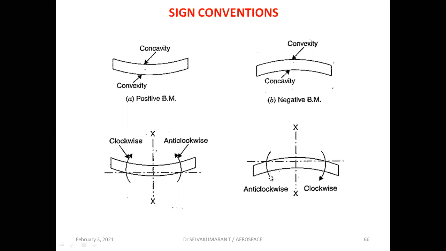So on the left side, anti-clockwise is negative, and on the right side, clockwise is negative. We call this a negative bending moment, and we call the other a positive bending moment. That we need to keep in mind while writing the bending moment equations.